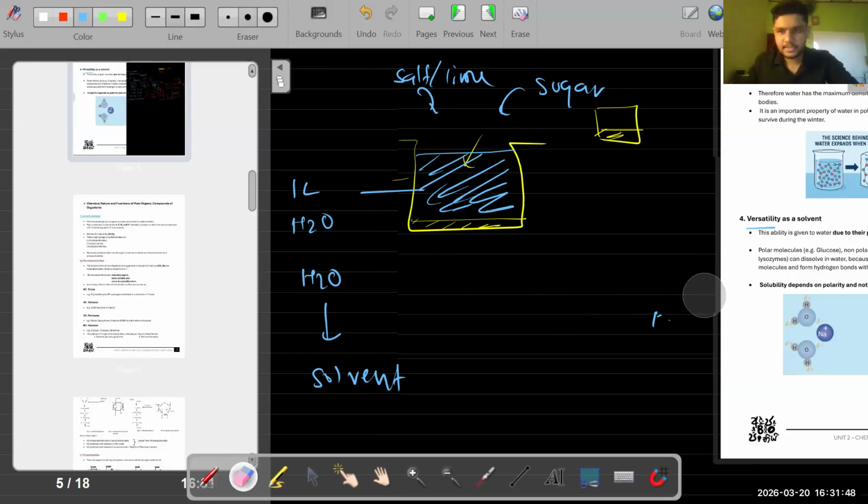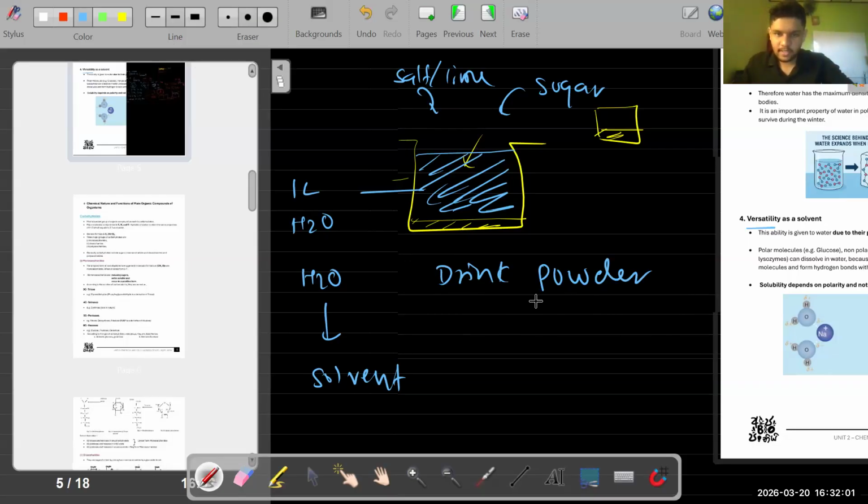Right. I'll erase these three and I'll mention it as a single drink powder. So be clear that this drink powder contains salt, sugar, and drink powder, the orange powder. Now, if water is the solvent, this is considered to be the solute. Can you understand the difference between those two? Solute and solvent. Yes, clear, right? Not much hard.